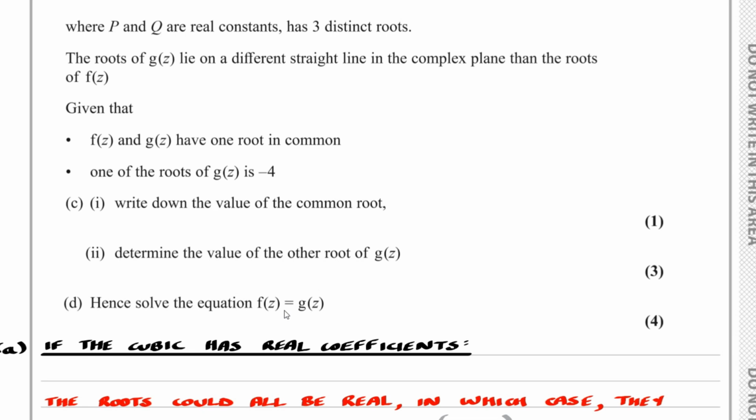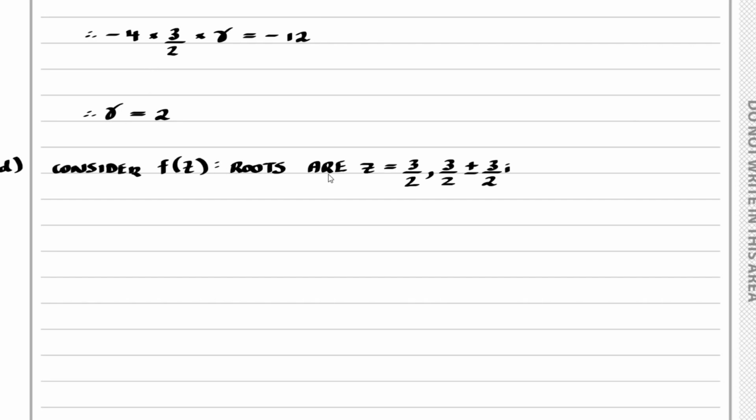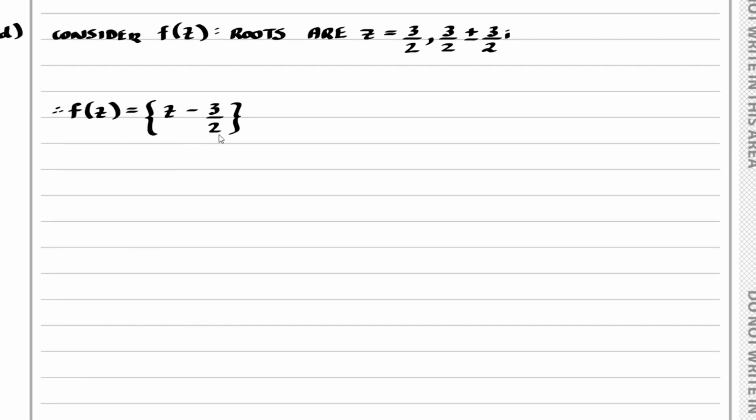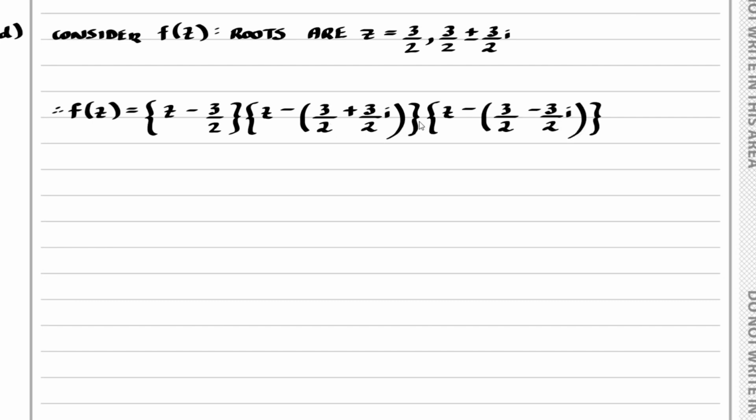For part D, hence solve the equation f of z equals g of z. So for part D, let's consider f of z. We know it's got roots 3 over 2, 3 over 2 plus minus 3 over 2i. If that's the case then f of z is equal to z minus 3 over 2 multiplied by z minus, then in brackets 3 over 2 plus 3 over 2i multiplied by z minus, then in brackets 3 over 2 minus 3 over 2i. Let's consider multiplying all this out.